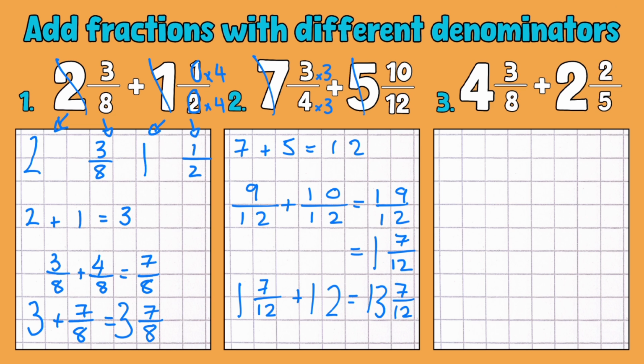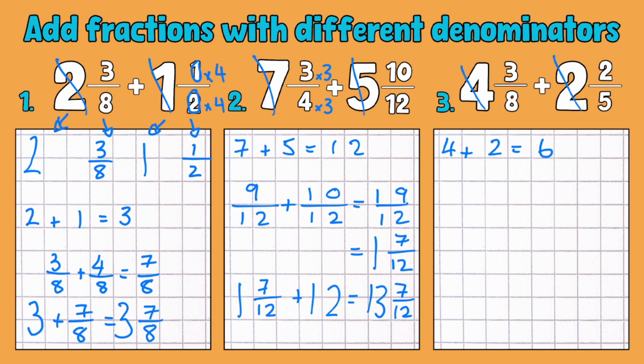Let's have a go at example number 3 then. So I'm going to start the same way that I did before. I'm going to add my whole numbers up. So 4 add 2 is 6, and I don't want to forget that. Now I've just got my fraction part that I need to add together, and I have some different denominators there.